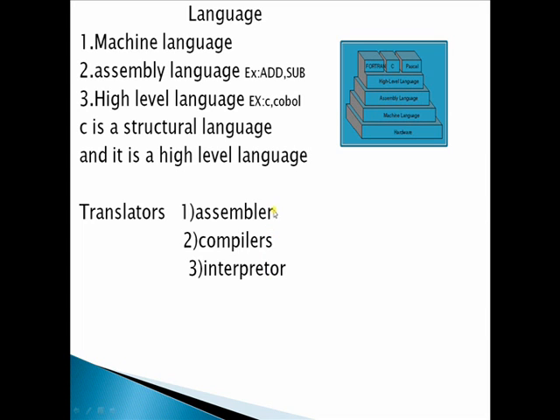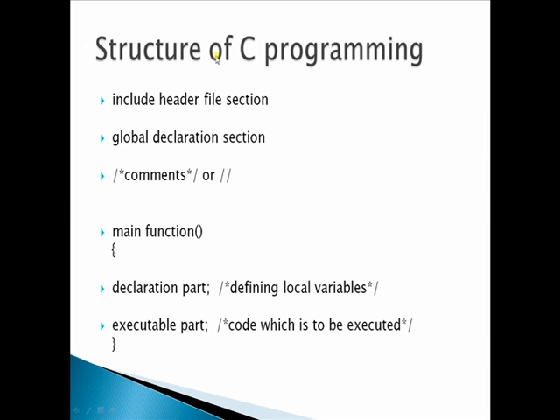Assemblers are used to convert assembly languages to machine language, that is zeros and ones. Compilers are the ones which convert high level languages to machine language. Interpreters are the ones which execute the source program line by line and convert into object codes.